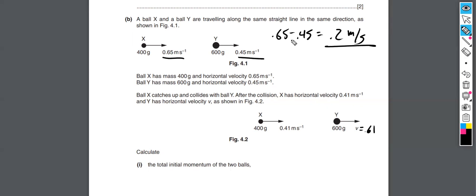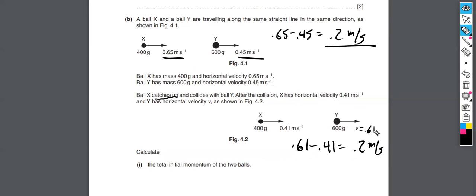But for the relative speed calculation, it's just how fast do objects see each other that are going in the same direction? This one's gaining on it at 0.2 meters per second. Even though it's going 0.65, every time it goes 0.65 meters in a second, this thing goes 0.45 meters in the same second. So it does catch up to it eventually because it's going faster, collides with it, and then it slows down, and this one speeds up. Look at the relative speed of separation. It's also 0.2.